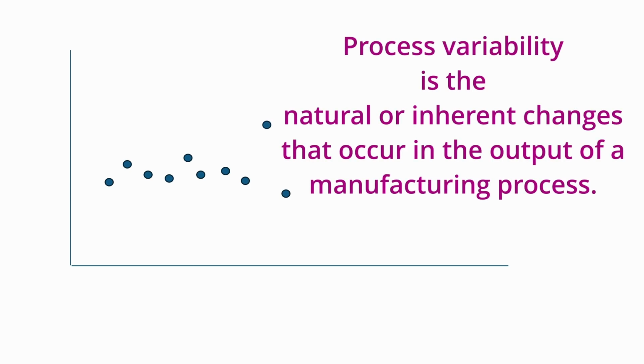As we continue to produce more batches, we see the set of data is slightly different from the others. This is what we call process variability. Process variability is the natural or inherent changes that occur in the output of a manufacturing process. In our aspirin production example, factors like variations in raw material, minor fluctuations in temperature or pressure in the process, or even the precision of the measurement of the instruments can cause this variability.